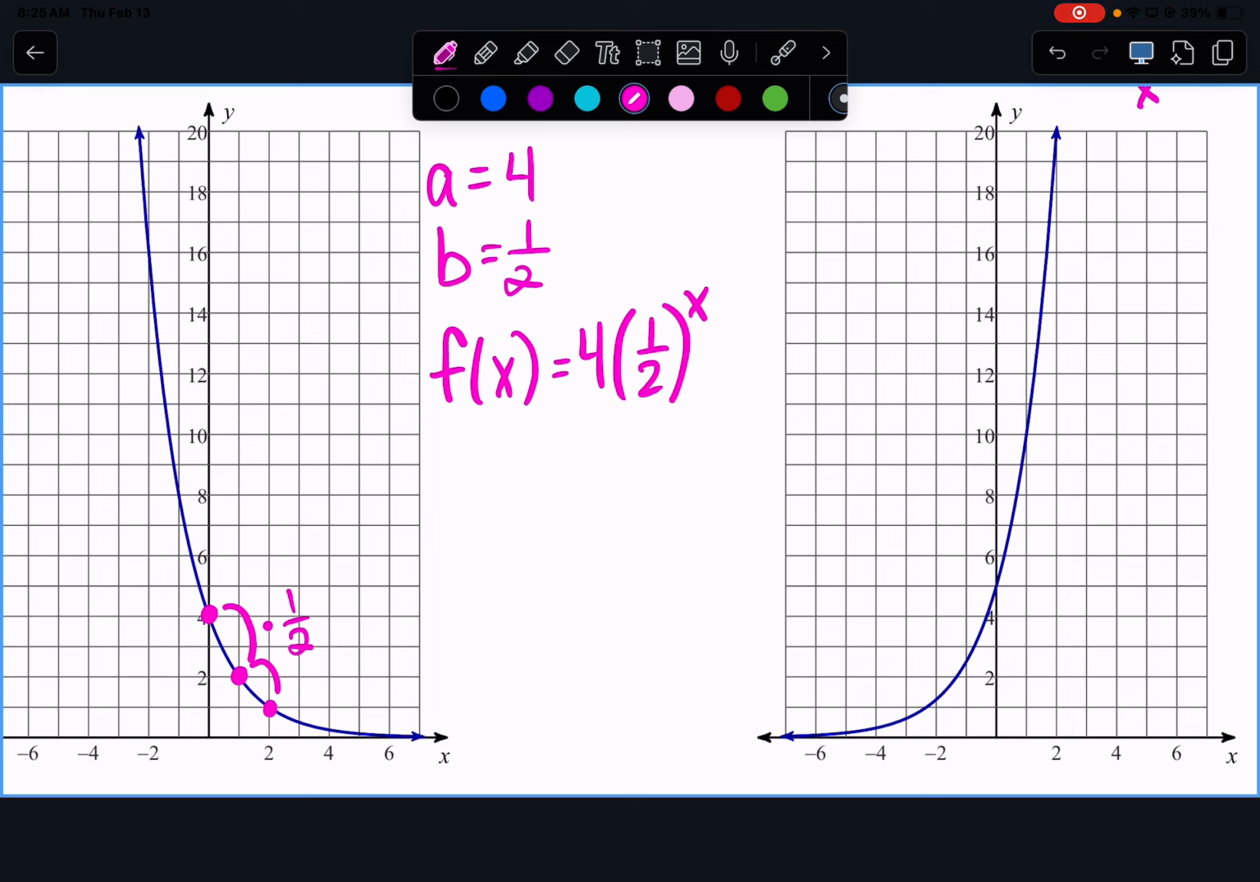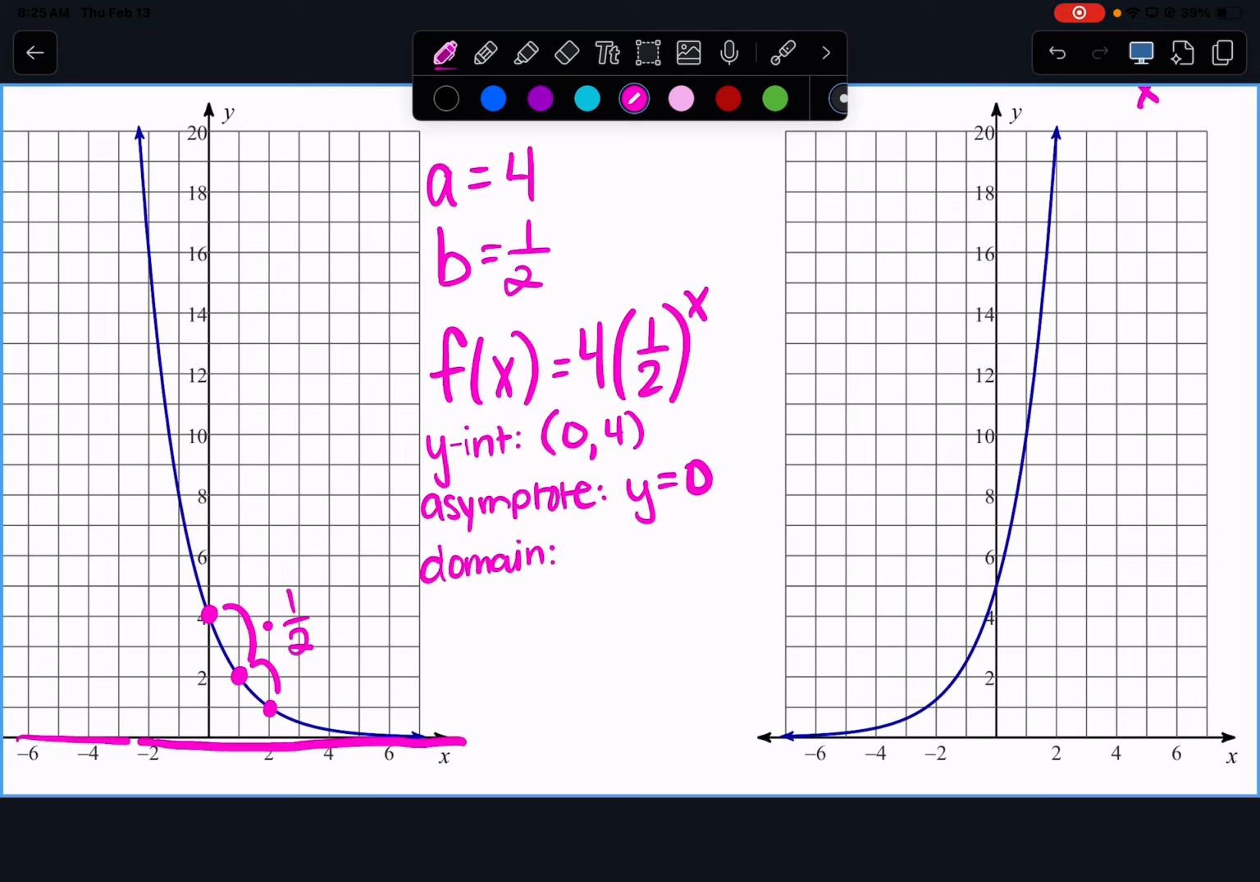Okay. If I ask you some additional questions here, so if I ask you what's your y-intercept, what would you tell me the point is? It's the point 0, comma, what? 4. If I ask you what your asymptote is, what would you tell me? It's the line y equals what? What line can we not cross? The 0. Okay. What if I ask you your domain? What was all of our domains for these? Negative infinity to positive infinity.